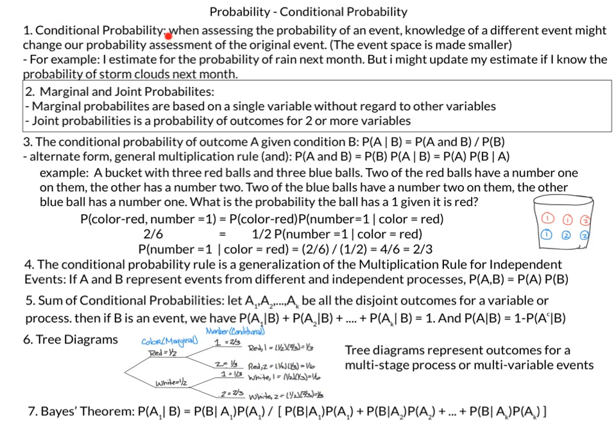Because conditional probabilities talk about multiple events, we have our original event and then the event that might change our assessment of the original event. We have the idea of marginal and joint probabilities. In other words, now we have 2 variables. So marginal probabilities are based on a single variable without regard to other variables, whereas a joint probability is a probability of outcome for 2 or more variables. So let's do an example.